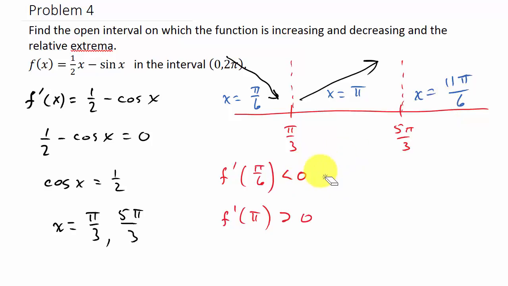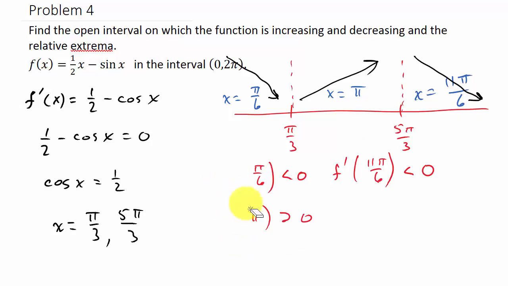And then we do f prime of 11 pi over 6. Oops, let me change the colors back. And we plug this in. And when we plug that in, and you can check it with your calculator, we get a negative value. So this is less than 0. And so on this interval, since it's negative, it's decreasing. Now you can see that it's decreasing on this interval here, and this interval here, and it's increasing on this interval.